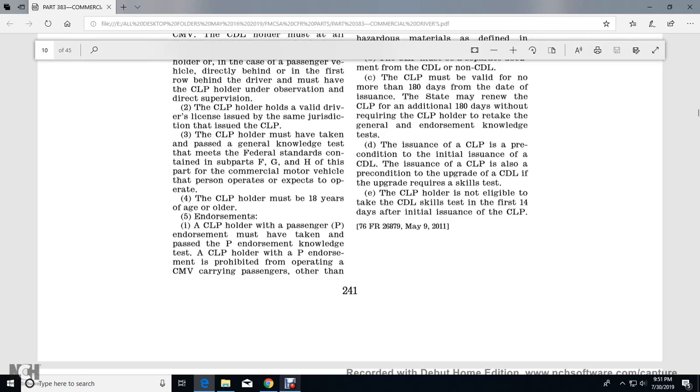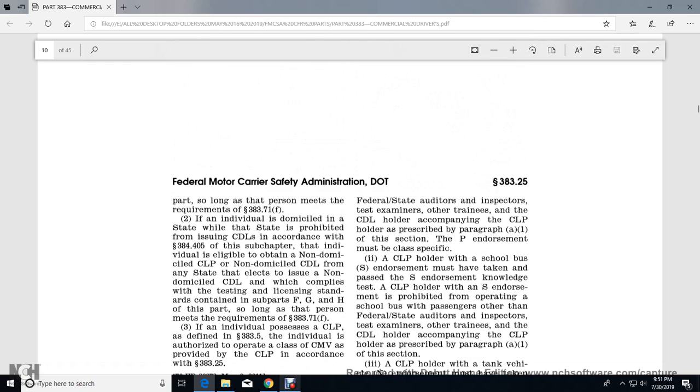Endorsements. A commercial learner's permit holder with a passenger, or P, endorsement must have taken and passed the P endorsement knowledge test. The commercial learner's permit holder with a P endorsement is prohibited from operating a commercial motor vehicle carrying passengers other than federal or state auditors, inspectors, test examiners, other trainees, and the commercial driver license holder accompanying the commercial learner's permit holder as prescribed in paragraph A1 of this section. The P endorsement must be specific.